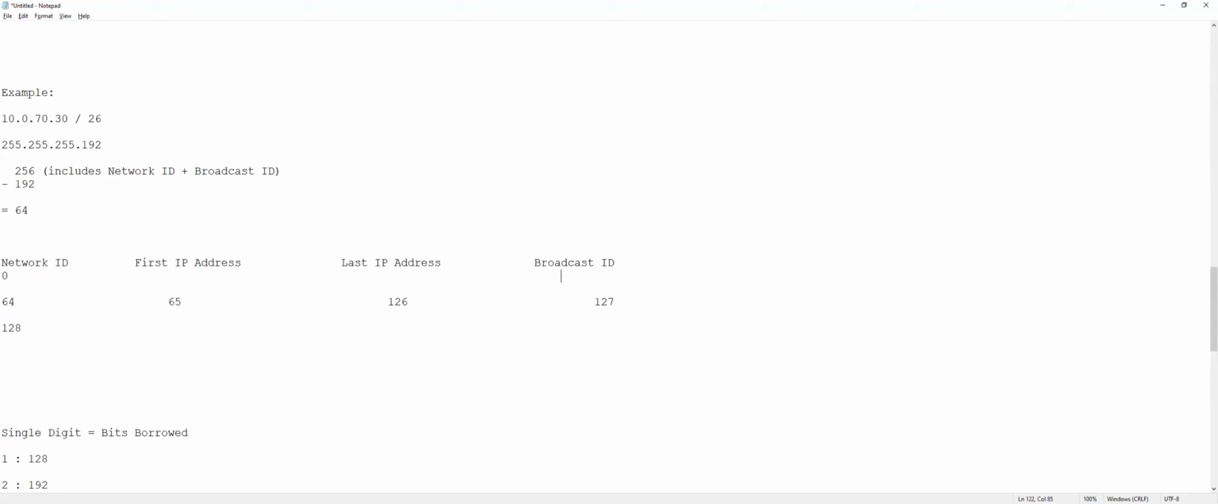64 minus 1 to get the broadcast ID, 63. 63 minus 1, 62, to get the last IP address, right? And the network ID, which starts from 0, you add 1, which is 1. And this is the range. We have a question. Yes, guys. Why do we have network ID 0, 64, 128?